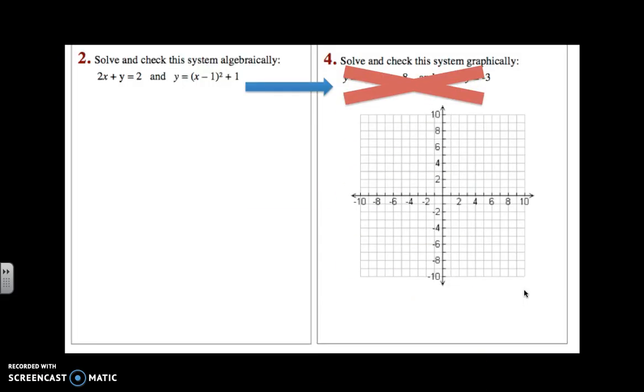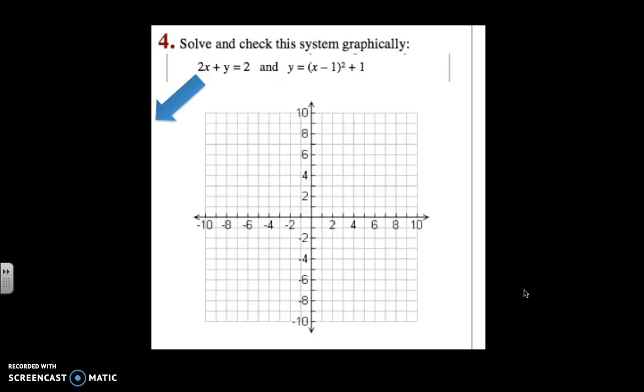Okay, moving on to the next one, we're going to do the same thing. We're going to use example 2 for both. And for our graph, we need to get y by itself. We're going to subtract 2x on both sides. So y equals -2x plus 2.